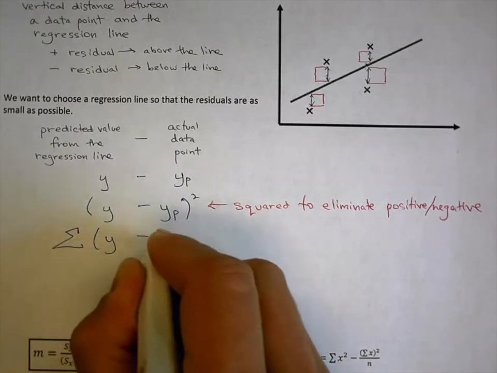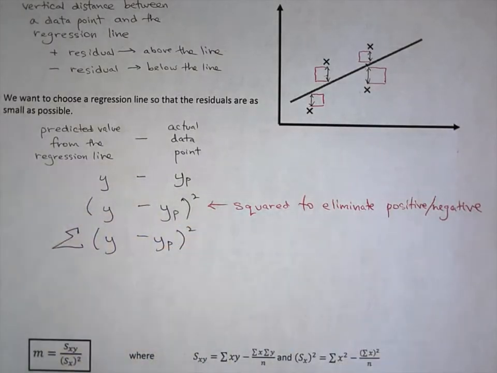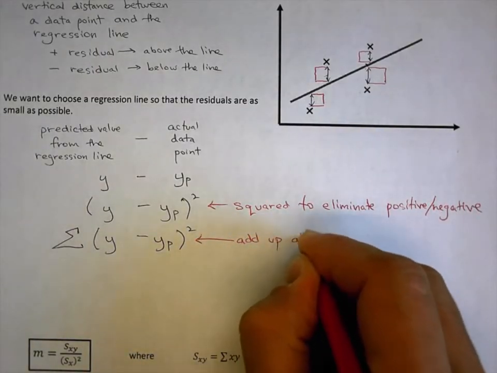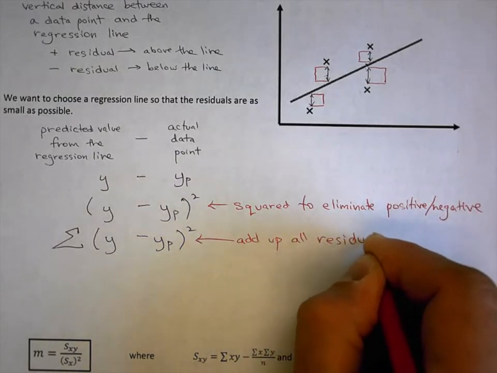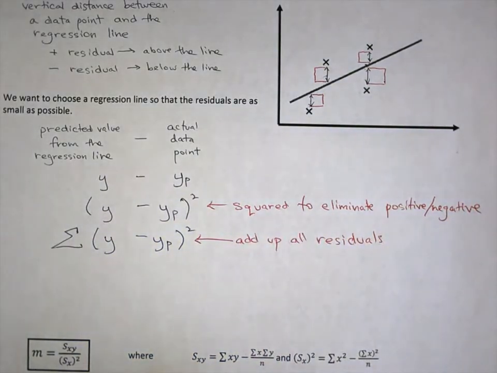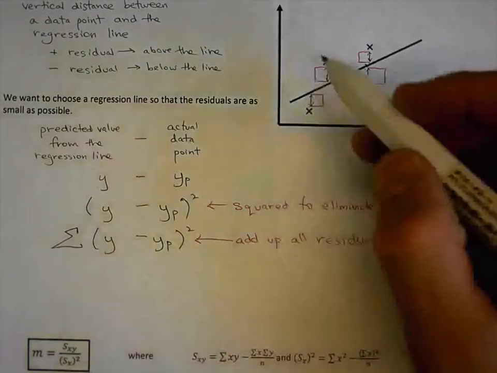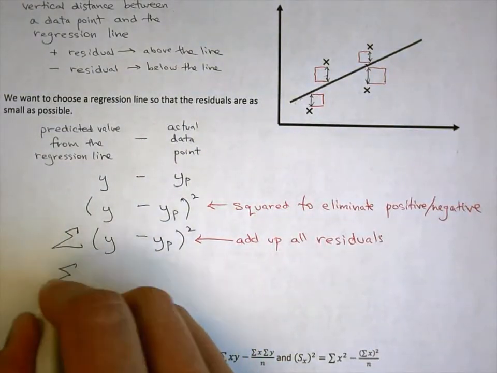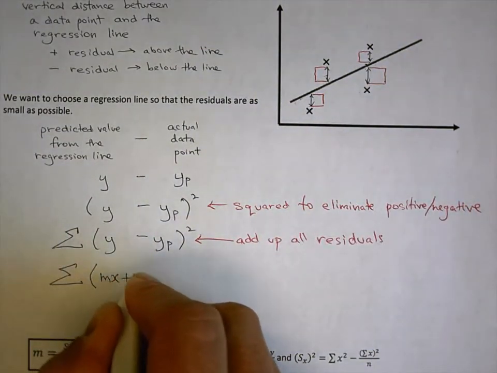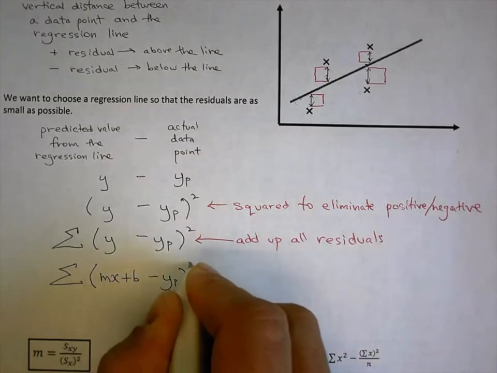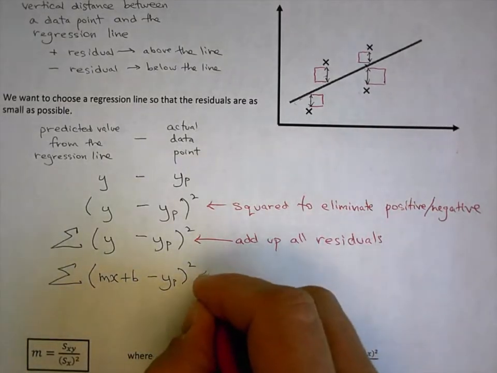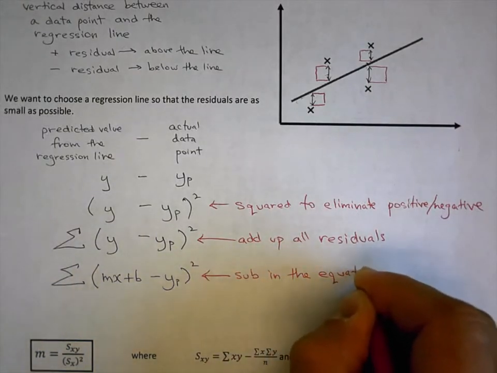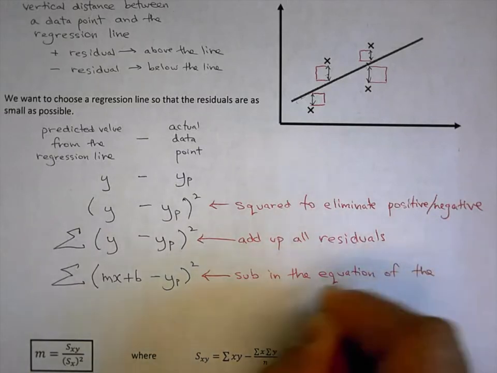I use summation notation, so I'm summing up all the squared residuals. Now remember, y is the point from the line, and the equation of the line is mx plus b. So I'm going to replace y with mx plus b, subtract the point. I'm subbing in the equation of the regression line.